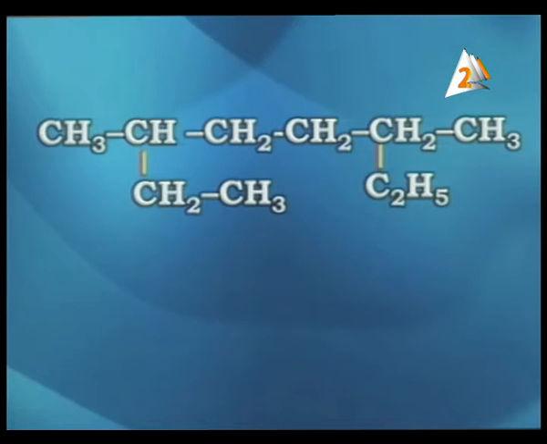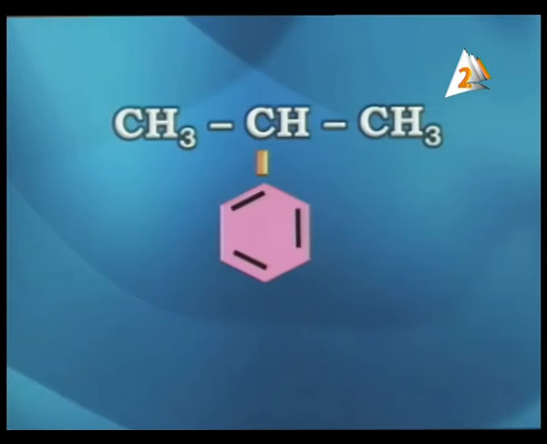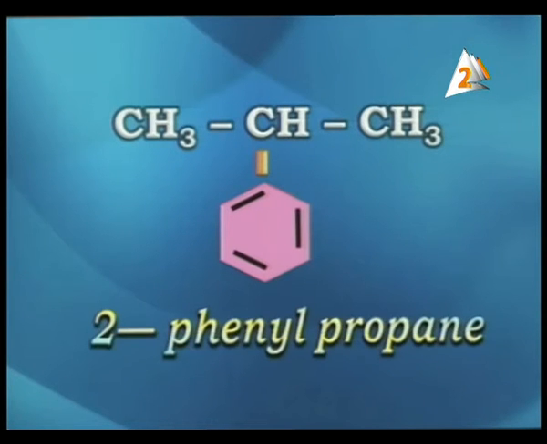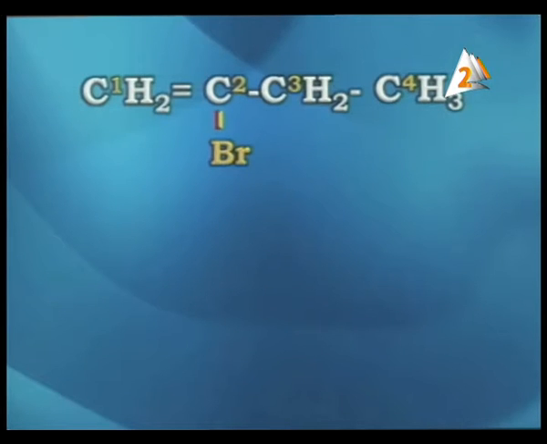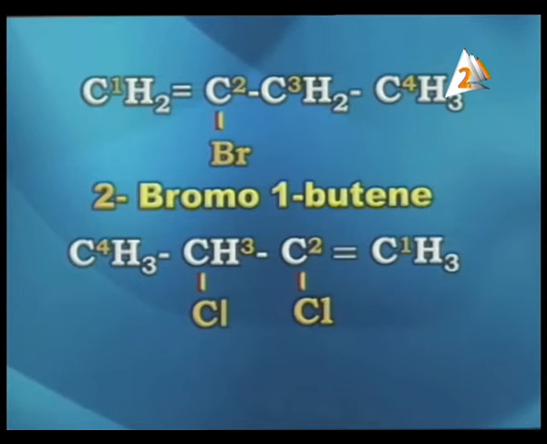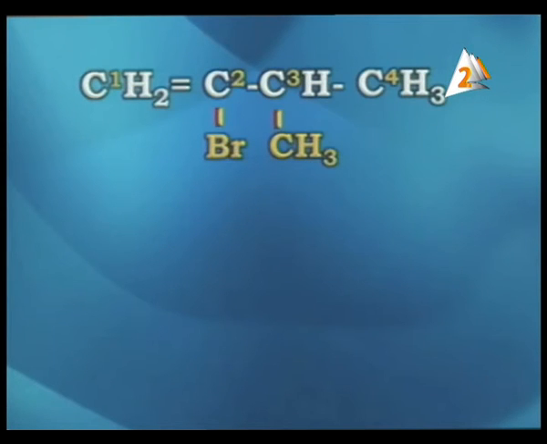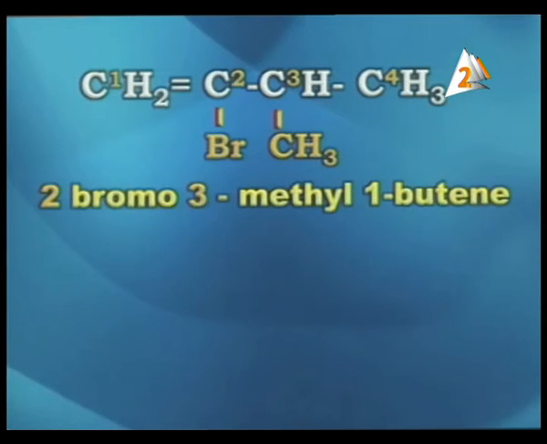As shown on the screen, it has the name 3,6-dimethyl-octane. This molecule will be named 2-phenyl-propane. And this molecule, my dear student, its name will be 2-bromo-1-butene. And this molecule will be 2,3-dichloro-1-butene. And this molecule will be 2-bromo-3-methyl-1-butene.